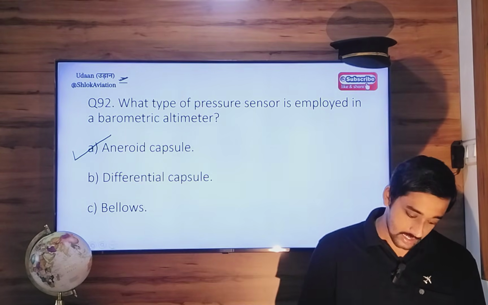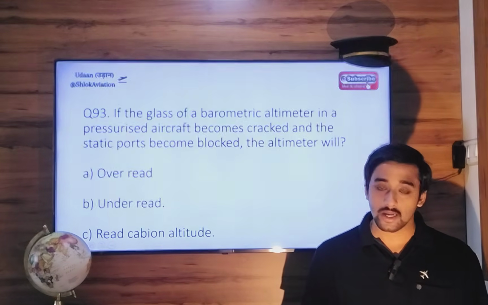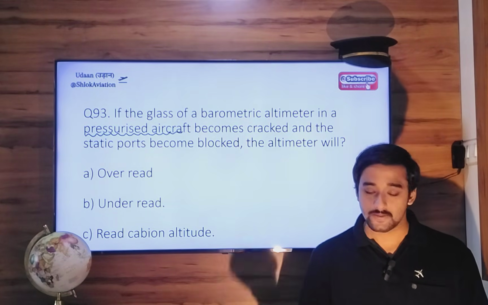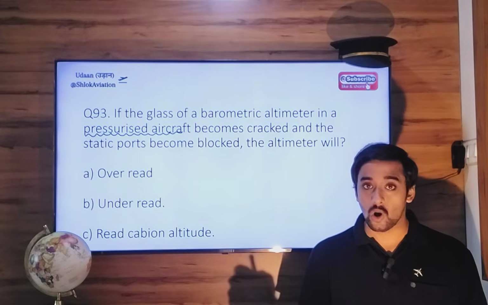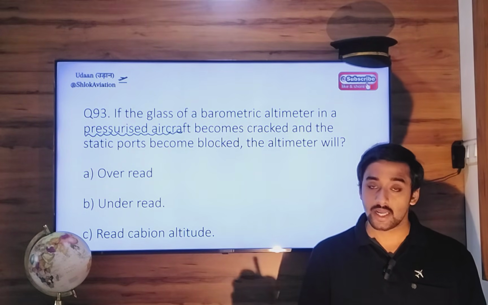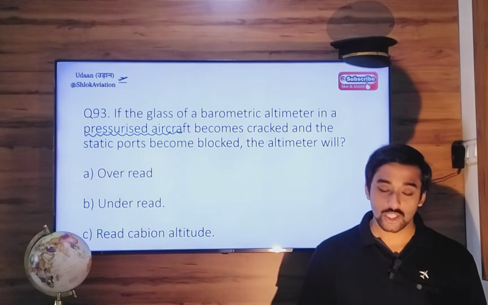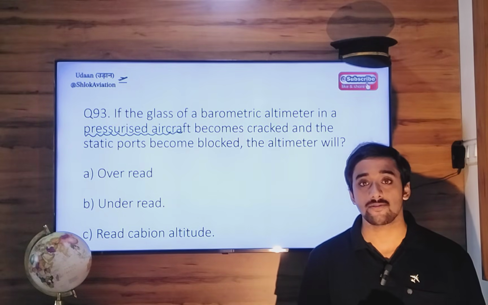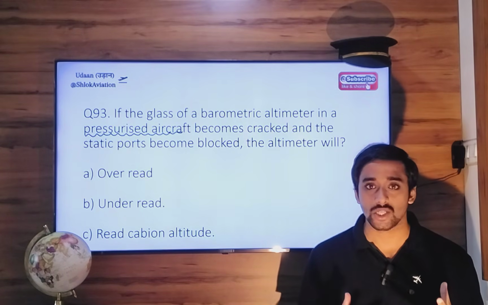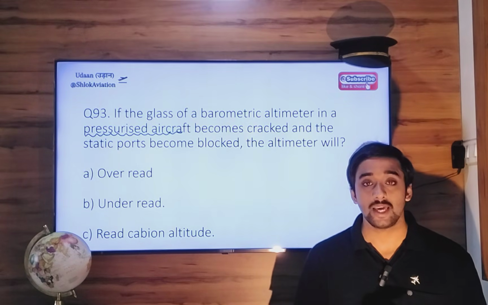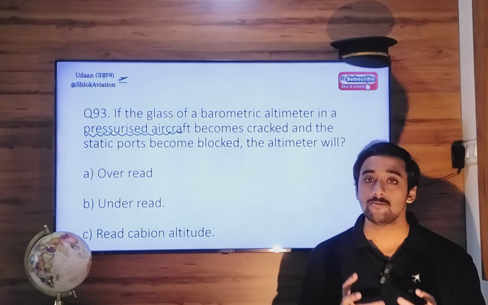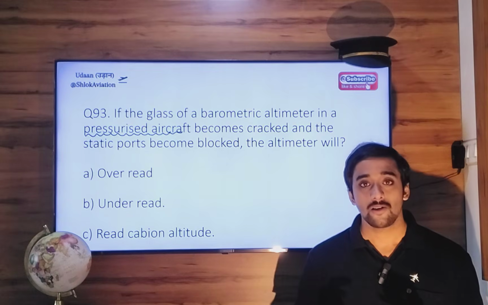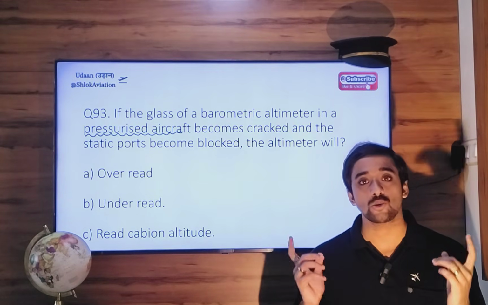Okay. Next, if the glass of a barometric altimeter in a pressurized aircraft, a very important term, pressurized aircraft, becomes cracked and the static ports also become blocked, the altimeter will overread, underread, or read cabin altitude. Now, this is a pressurized aircraft. So, any airline, any jet aircraft, a turbopropeller aircraft which carries more than 9-10 passengers, flies at very high altitudes, mainly above 14,000 feet. So, this will be a pressurized aircraft, meaning the pressure in the cabin, in the cockpit as well as the passenger cabin will be much more than the actual pressure outside the aircraft.